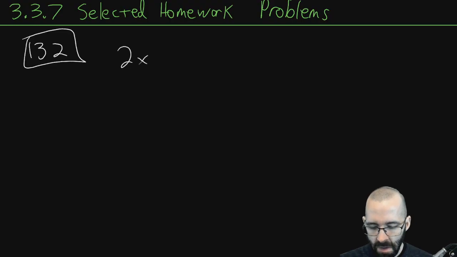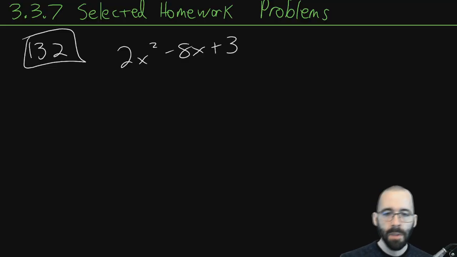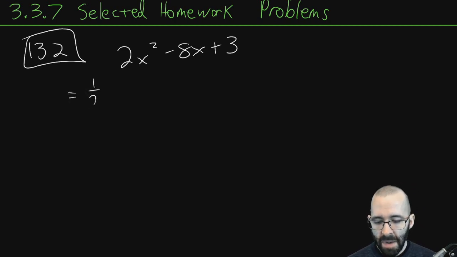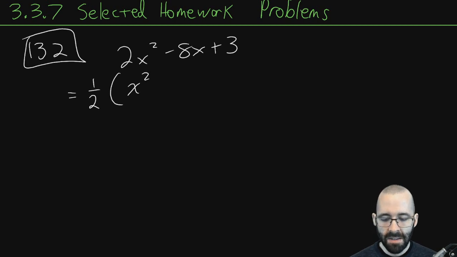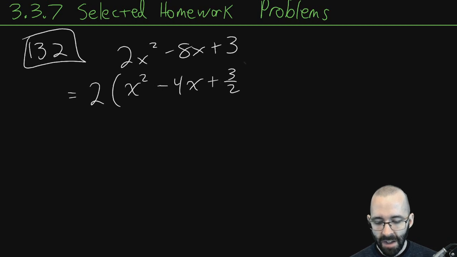2x squared minus 8x plus 3. So to complete the square here, we need the coefficient of x squared to be 1. We're going to start by factoring out a 2, which is the same as multiplying the insides by 1/2. You can check your answer by distributing.